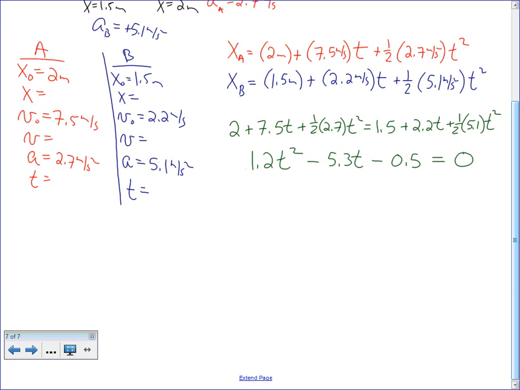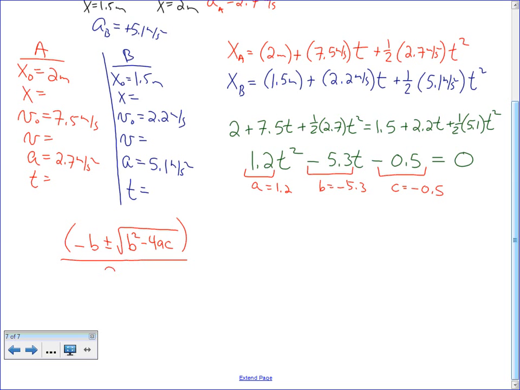There's several methods that you could do. You could use the quadratic formula where 1.2 is the a in the quadratic formula. In the quadratic formula, b would be negative 5.3 and c would be negative 0.5. And again, the quadratic formula is negative b plus or minus the square root of b squared minus 4ac, that whole quantity divided by 2a. So you see with this quadratic formula, you're going to get two different solutions.